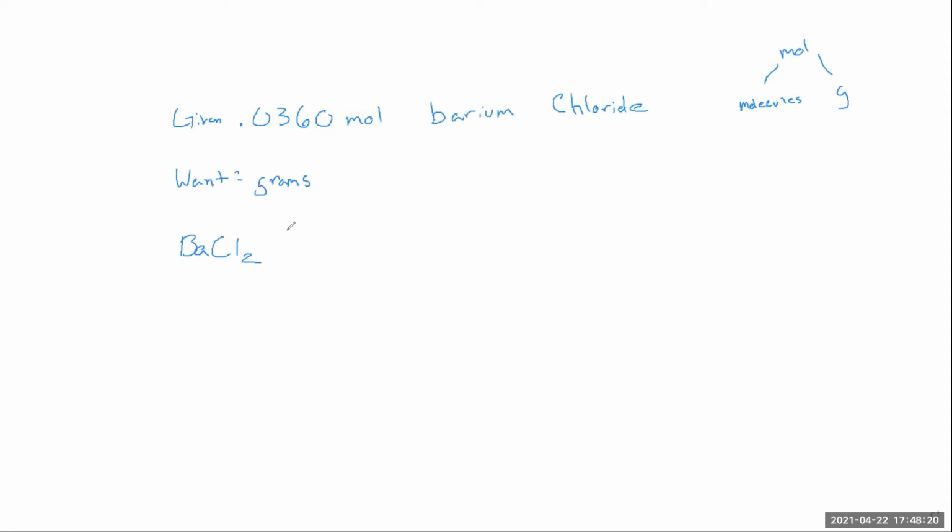We need to find the atomic mass of each atom. Does atomic mass have to deal with grams? Would it be molar mass? There we go. We want to find the molar mass because we have moles and we want to get to grams. Molar mass does just that. It gives us grams and moles. So we need to find the molar mass of barium chloride. What is the molar mass of barium chloride?